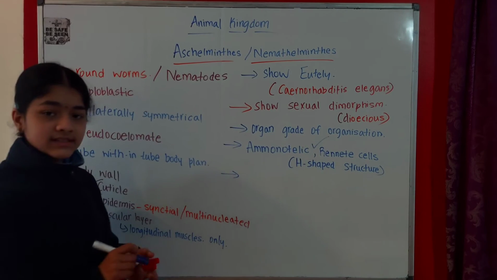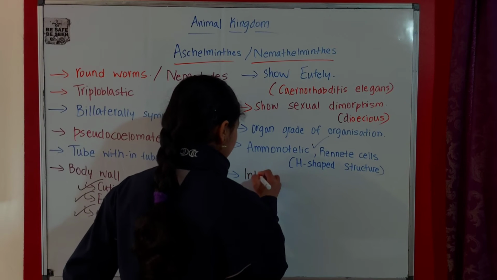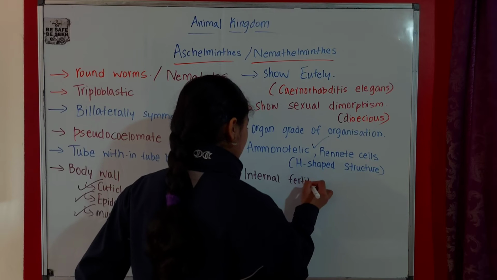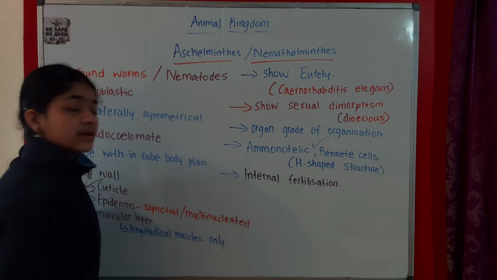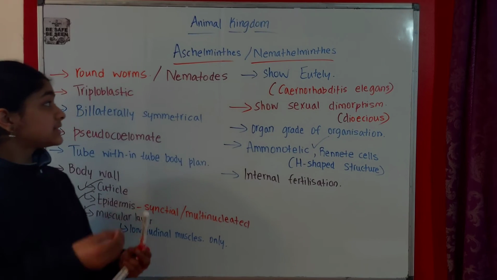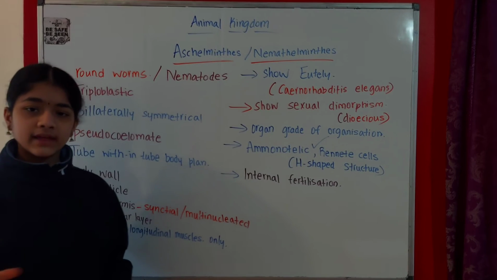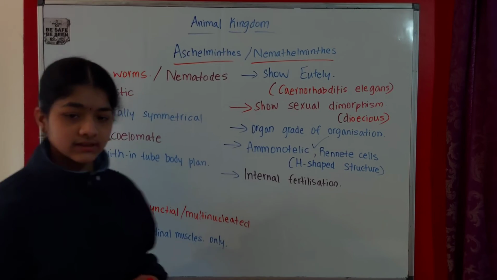Coming to fertilization. The fertilization is internal. Internal fertilization means the fertilization happens inside the body of this roundworm, not outside. There can be external fertilization as well, like in ctenophores. There it happens externally, but in the case of nematodes it's internal fertilization.